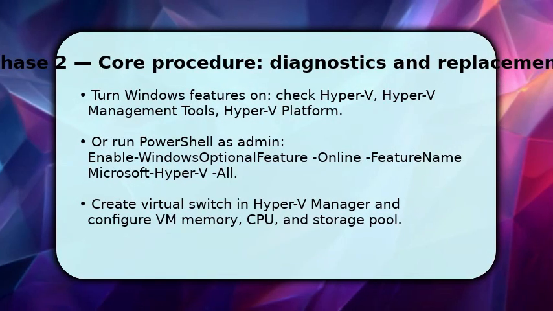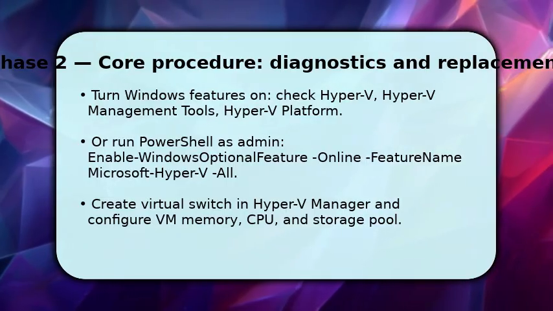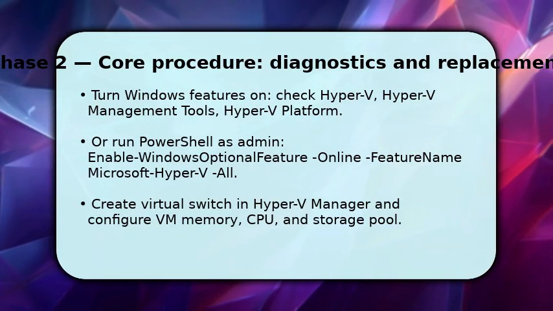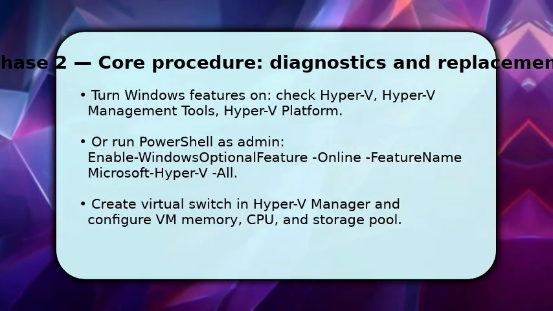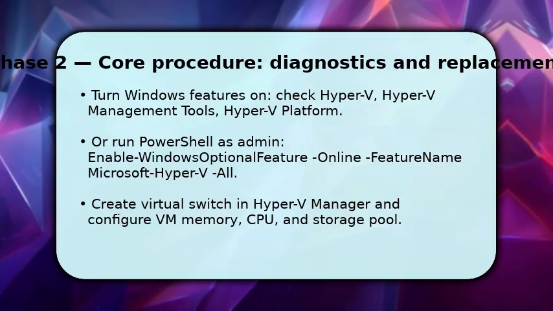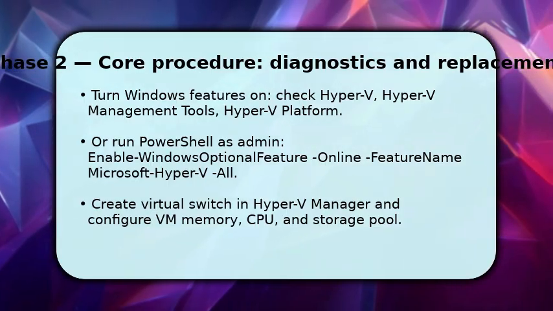Now enable the Hyper-V components. Use Control Panel, Turn Windows features on or off, or run PowerShell as admin with Enable-WindowsOptionalFeature -Online -FeatureName Microsoft-Hyper-V-All. After the feature installs, restart Windows so the hypervisor can load.